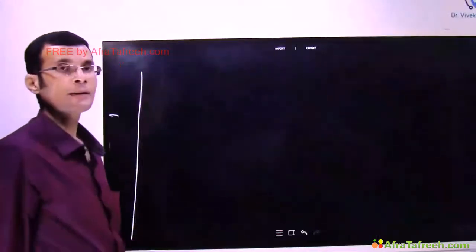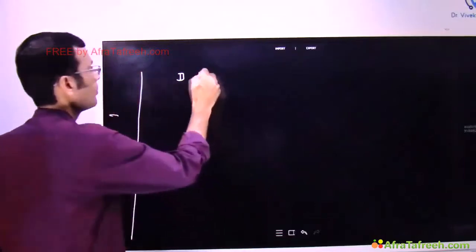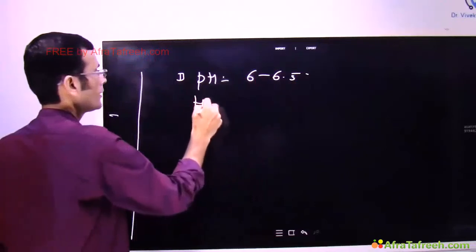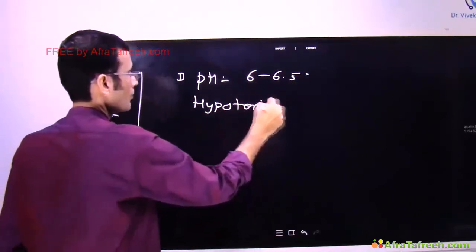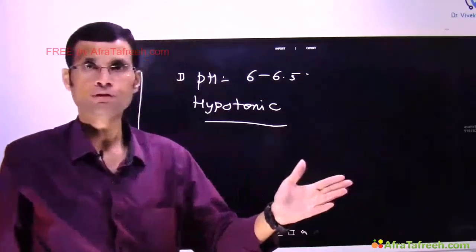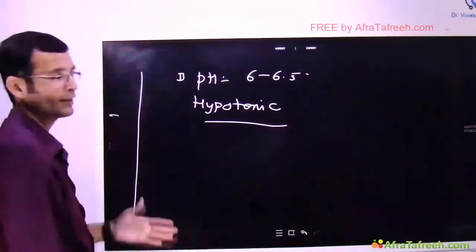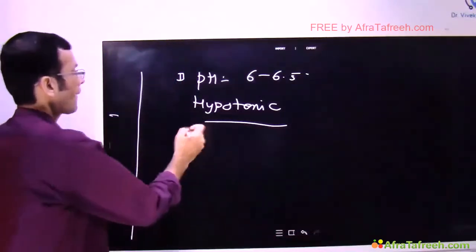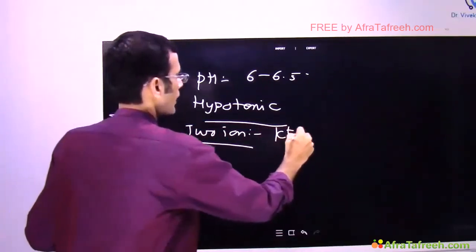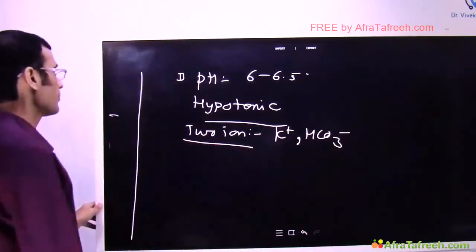Let us see some aspects of saliva. Its pH is in the range of 6 to 6.5. The final salivary secretion is hypotonic, as can be clearly seen: sodium has been removed by the duct, but water has stayed back, and that means the final secretion will be hypotonic. Two important ions in the saliva are potassium and bicarbonate. The highest potassium content will be in the salivary secretion.